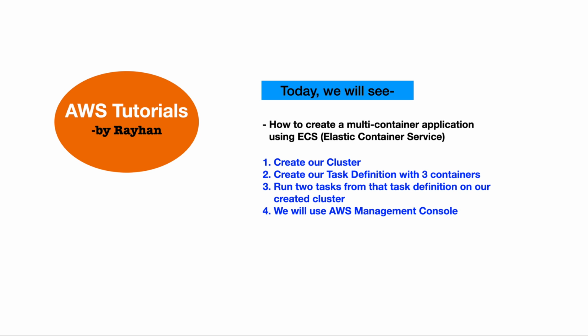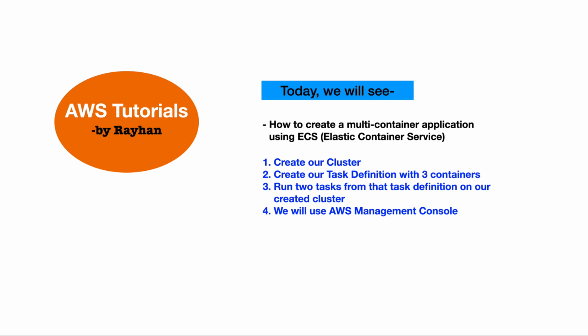So today we will see how we can create a multi-container application using ECS, Elastic Container Service. Just to make it clear, in the beginning we will create our cluster using ECS. Then we will create our task definition with 3 containers. Definitely those are going to be some example containers, maybe from Docker Hub. Then we will run 2 tasks from that task definition on our newly created cluster.